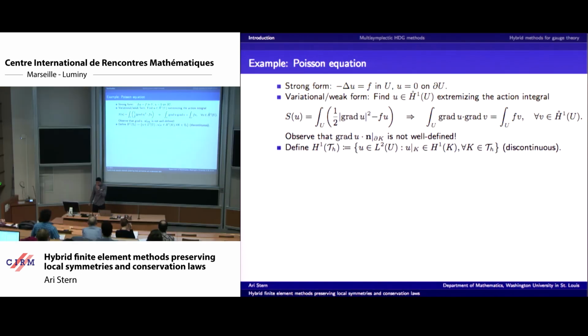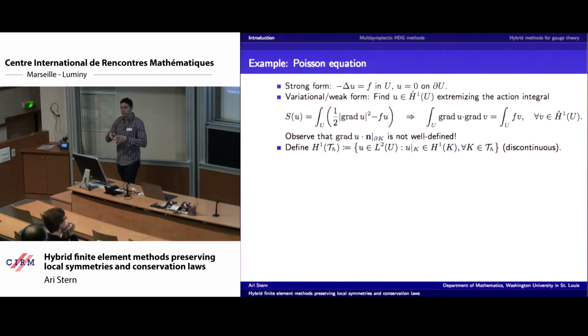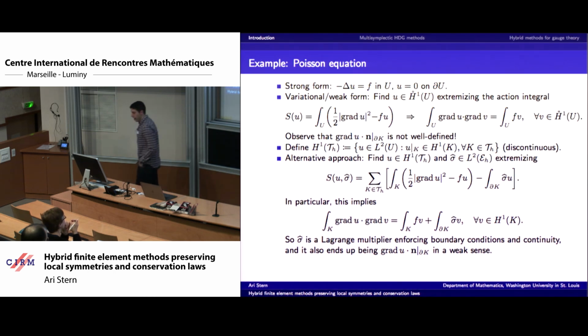On the other hand, let me define this relaxed version of the Sobolev space. I've got my triangulation TH. I'm going to define H1 of TH just to mean that u is not necessarily in H1 on the entire domain, but it's just in H1 on each individual simplex. So that it can be discontinuous between simplices, but within each simplex, it's going to be H1. Obviously I can't just use the same action because then these regions are completely disconnected from one another.